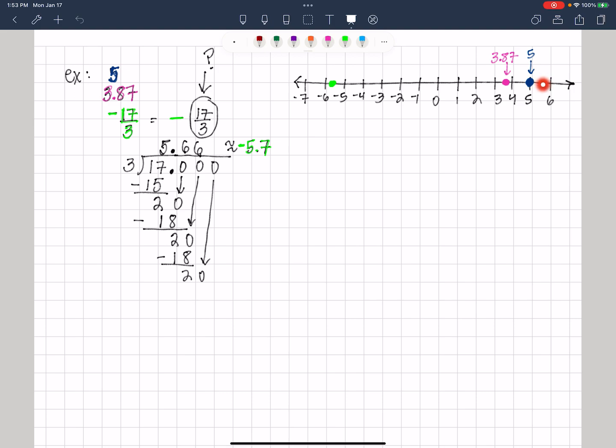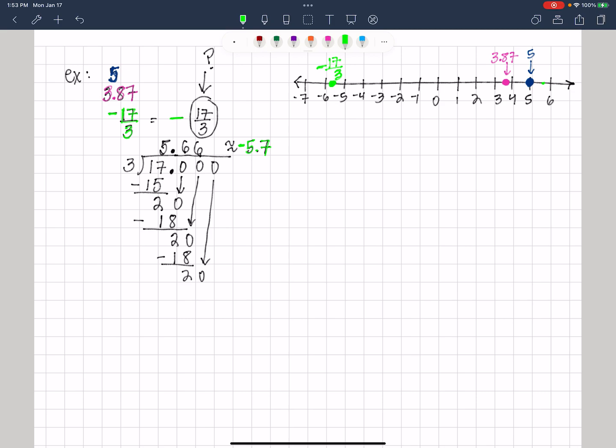So you can see 5.7 is over here. It's going to reflect over 0. The opposite of 5.7 is going to be right here. Negative 5.7 is not quite negative 6, but it's closer to negative 6 than it is to negative 5. So that's where you get the opposite of 17 thirds, or negative 17 thirds. So kind of a neat way of looking at plotting a negative number.